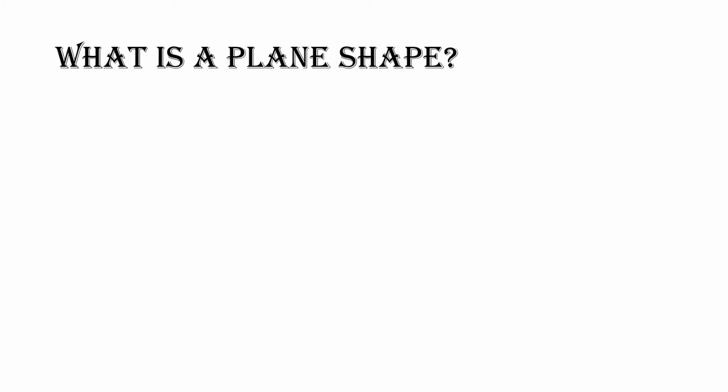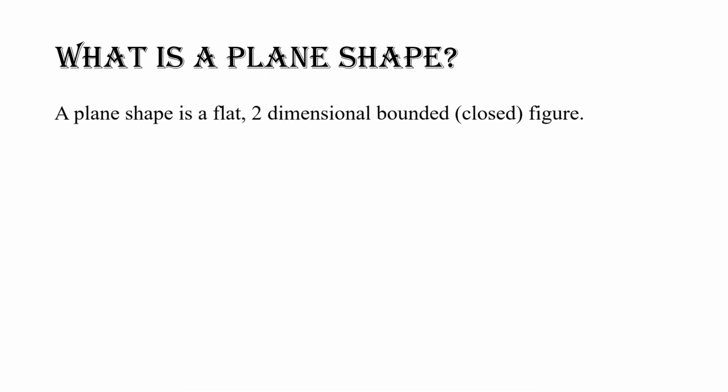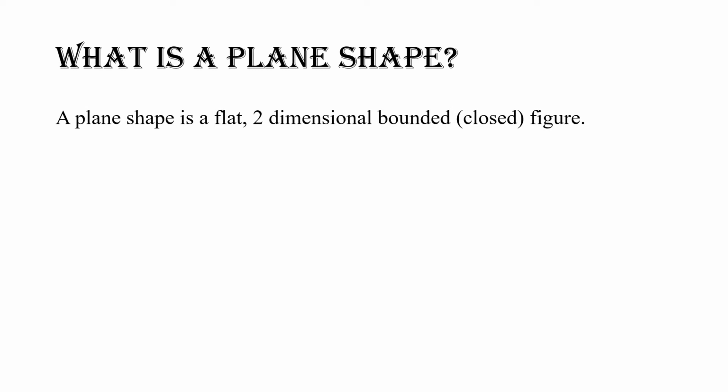So, what is a plane shape? Simple. A plane shape is a flat, two-dimensional, bounded figure. That is what a plane shape is. Oftentimes in class, from my experience, I would ask students, what is a plane shape? And here are the answers I would normally get: a triangle, a circle, a square, a rectangle, a rhombus. Yes, all those are plane shapes, but that does not define a plane shape.